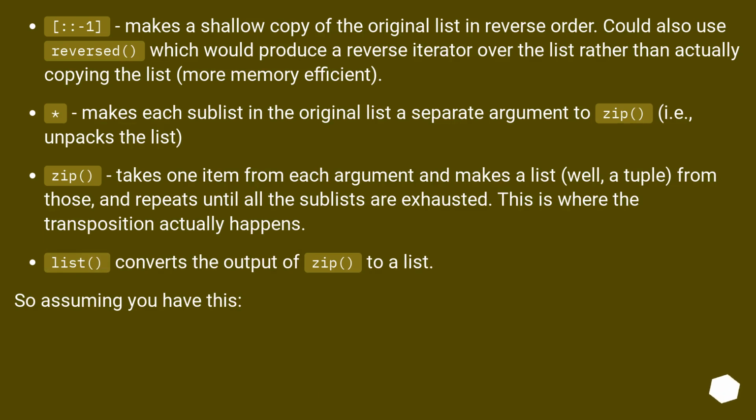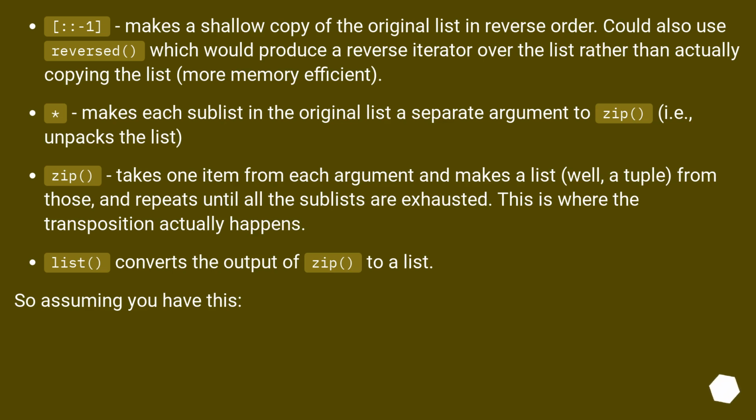Column -1 makes a shallow copy of the original list in reverse order. Could also use reversed, which would produce a reverse iterator over the list rather than actually copying the list, more memory efficient. The star makes each sublist in the original list a separate argument to zip, i.e., unpacks the list. Zip takes one item from each argument and makes a list, well, a tuple, from those, and repeats until all the sublists are exhausted. This is where the transposition actually happens. List converts the output of zip to a list.